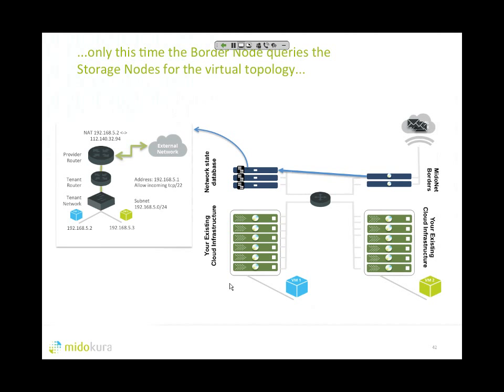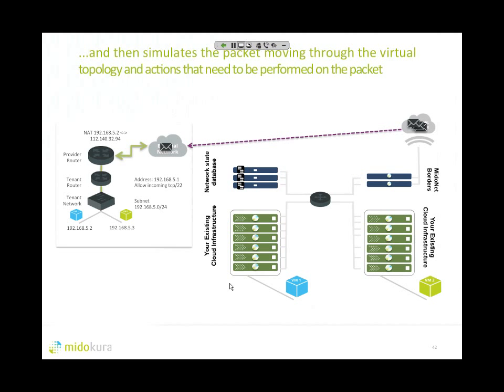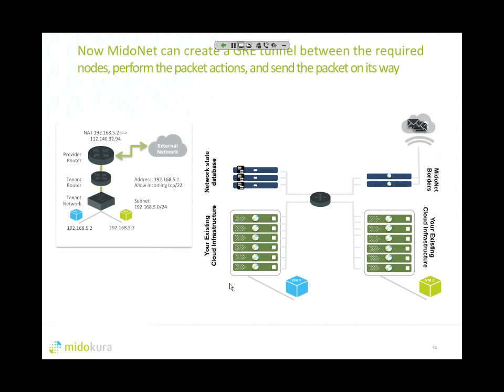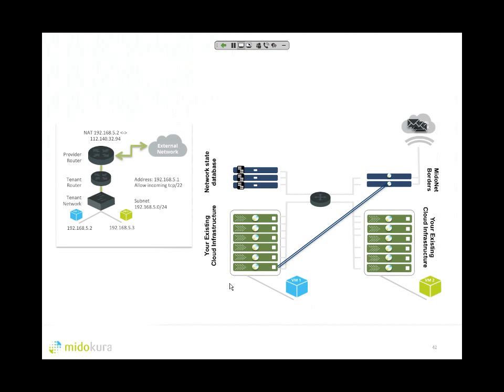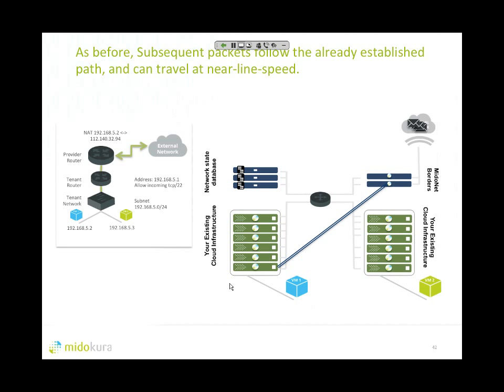So on the inbound packet, this time the MidoNet agent, which is identical on the gateway node, queries the network state database for the virtual topology. Then the agent on the gateway node will perform the simulation of the packet flowing through the logical topology from the external network to the destination host. So the simulation is done by the gateway node, and then a tunnel is created to the destination host, and the remaining packets can flow at near line rate.